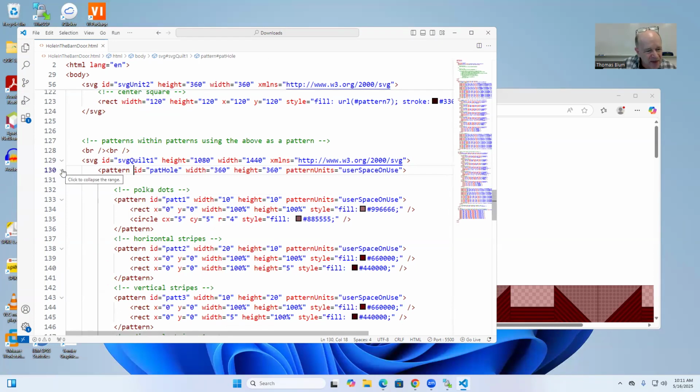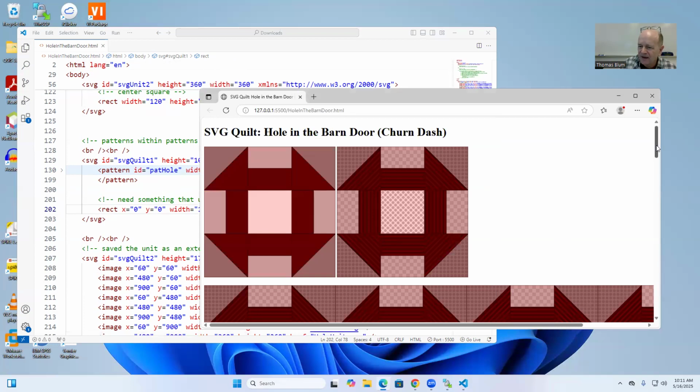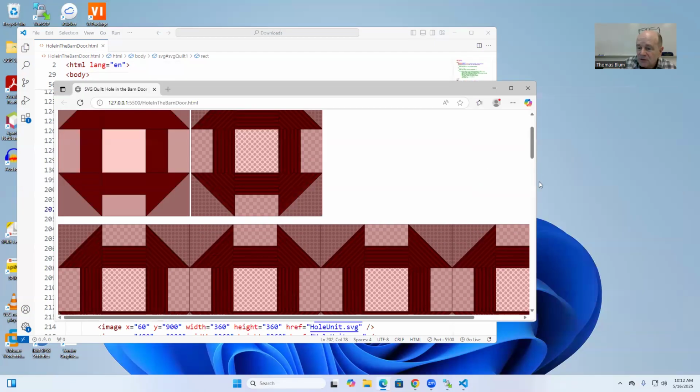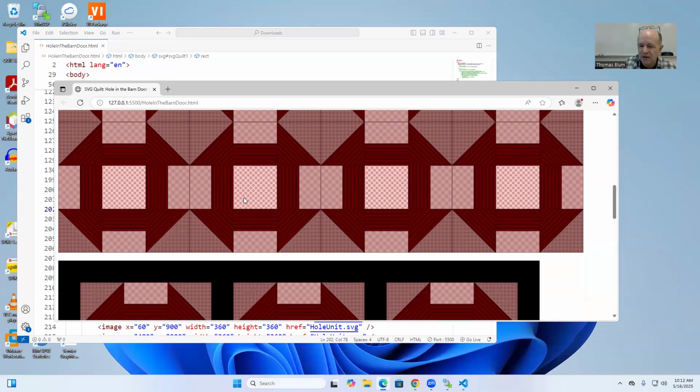So let's collapse that. All of this is what we just talked about above. And then I want to use this thing that's now a pattern. I'm going to fill this whole thing, which is much larger, 1080 by 1440, with this pattern hole. And that gave this, I'm going to call it the quilt of that pattern. So there is my first quilt, which is patterns within patterns.